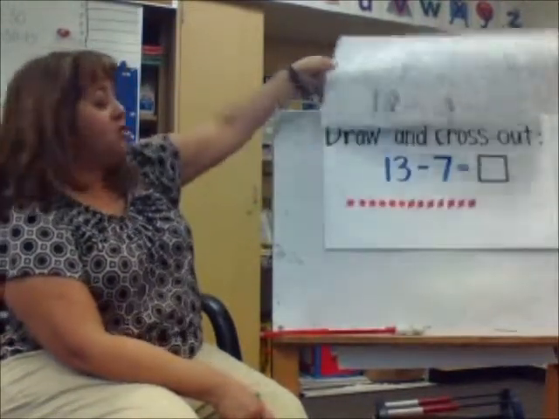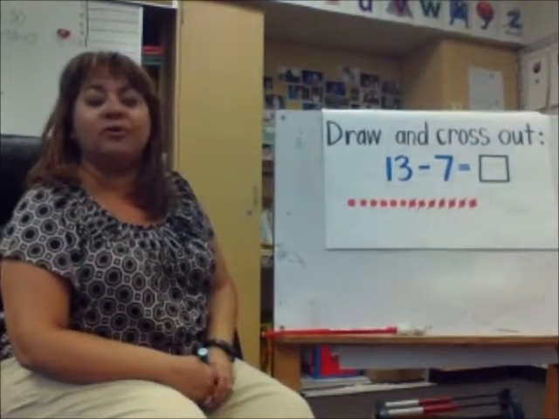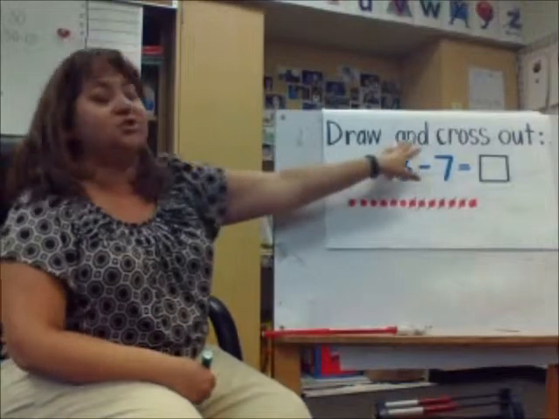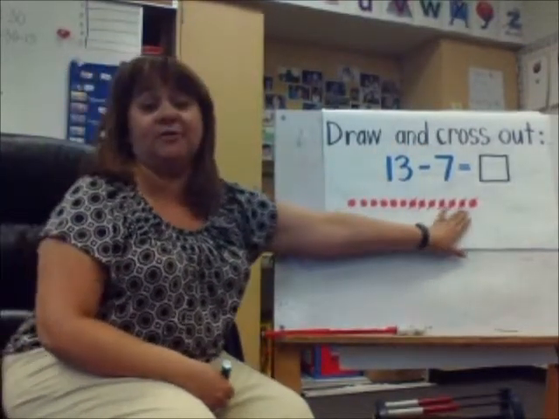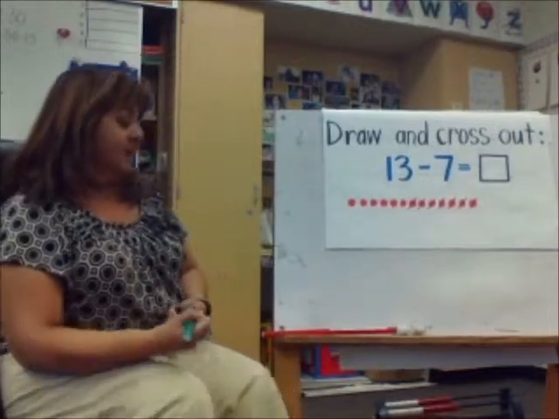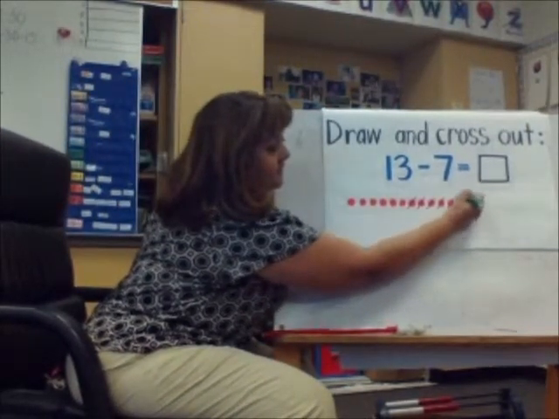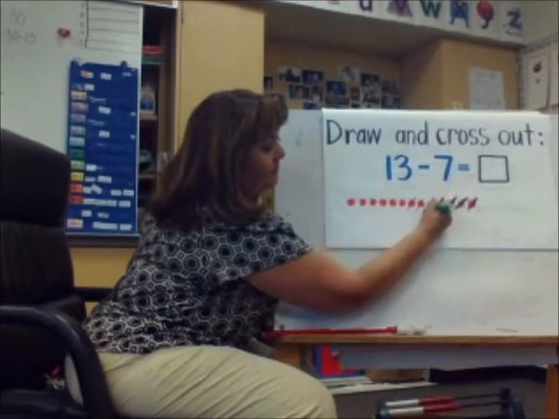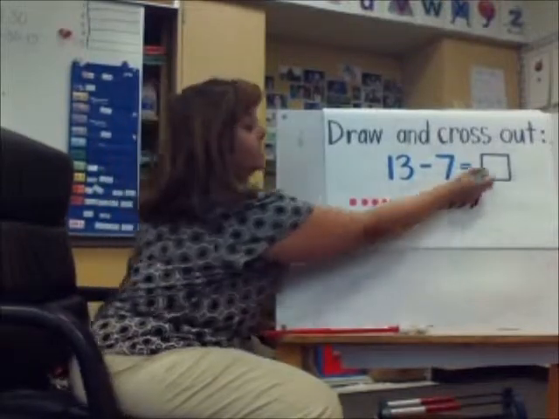One of the first strategies we'll learn, and the one that they typically fall back on when they're working on their own, is to draw and cross out. And here you can see we have the 13 counters, and then they have just gone through and crossed out 7. Which leaves 6.